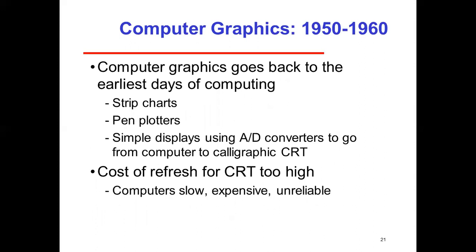Computer graphics goes back to the earlier days of computing. Earlier we were using strip charts, pen plotters, simple displays, using A to D analog to digital converters to go from computer to calligraphic CRT. Cost of refresh for CRT was too high. It was very bulky, expensive, and unreliable. Computers were slow. So the cost of refresh for CRT was too high.